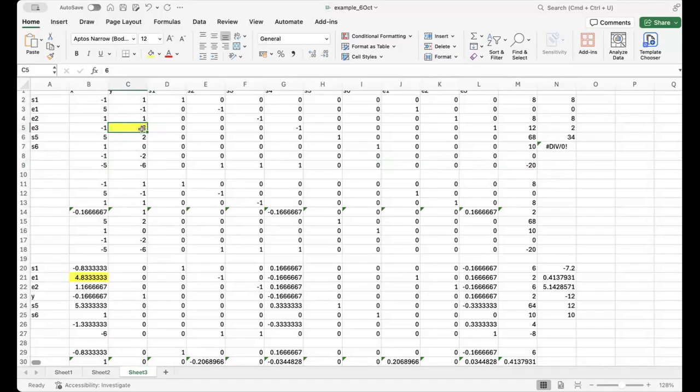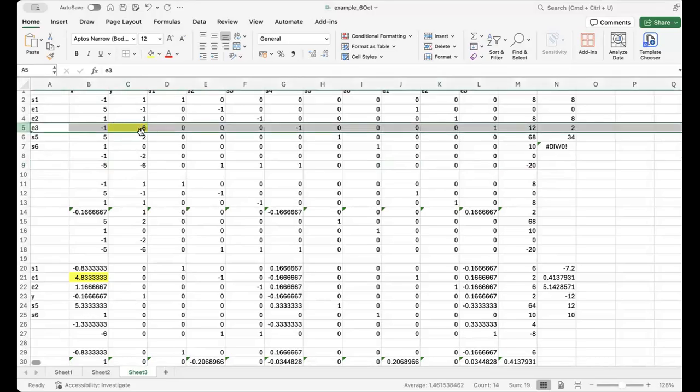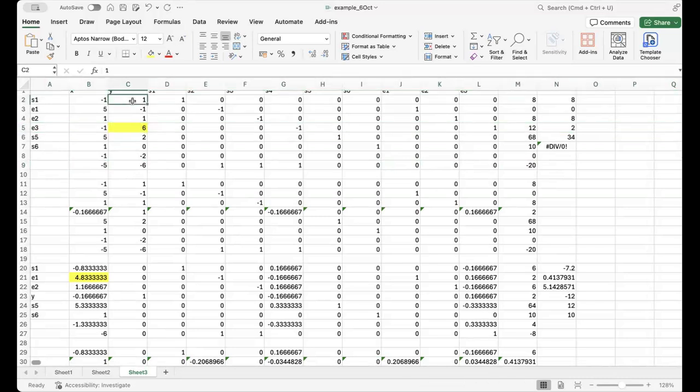We use the same trick. Divide this row by 6. And change the coefficients. Other coefficients in the same column must be 0. This must be 0, 0, 0, and this must be 1, right? 0, 0, 0, 0. Then we obtain this.